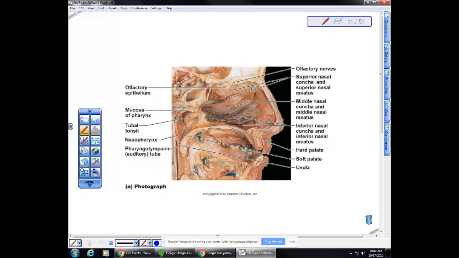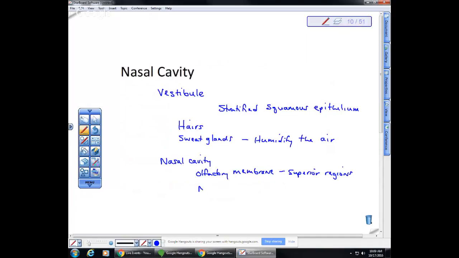Then if we look at the rest of this nasal cavity, they have given you a mid-sagittal section here. Remember that we have a nasal septum that separates the two sides of the nasal cavity. The nasal septum is a type of cartilage that separates the two sides.